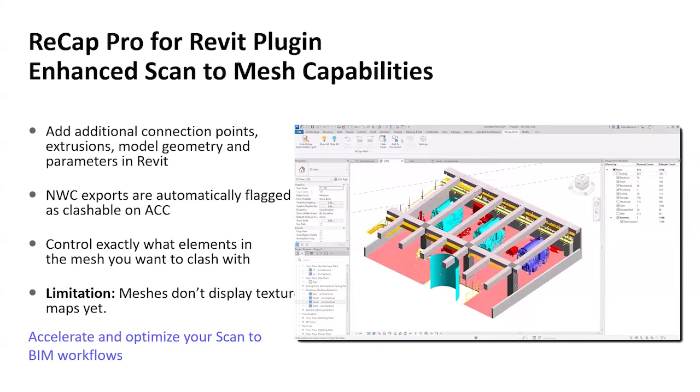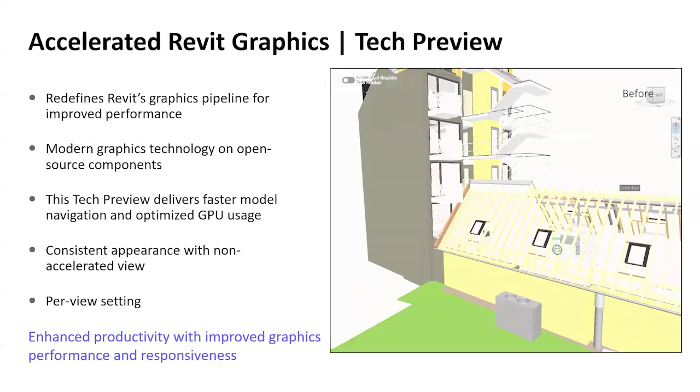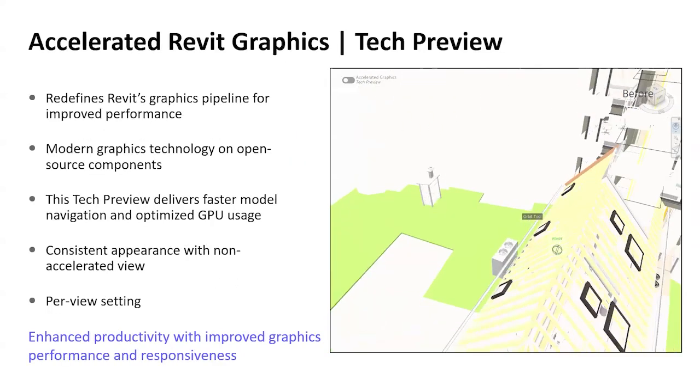This optimization of reality capture data in the clash detection process minimizes false positives, ensuring the team focuses on resolving critical issues. Meshes created in this process don't yet support real-world texturing, but Autodesk is working on that enhancement. I'm going to show you the roadmap at the end of the presentation. Here's a big one. Accelerated Revit graphics.